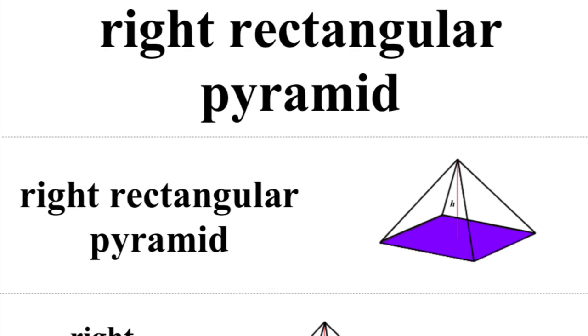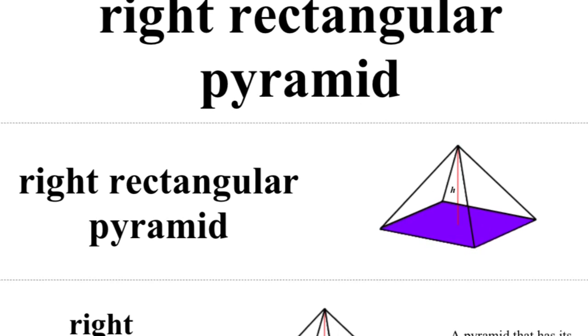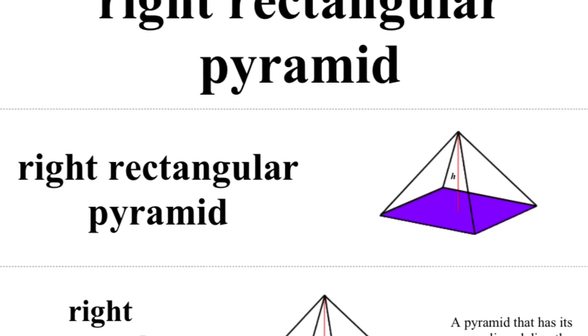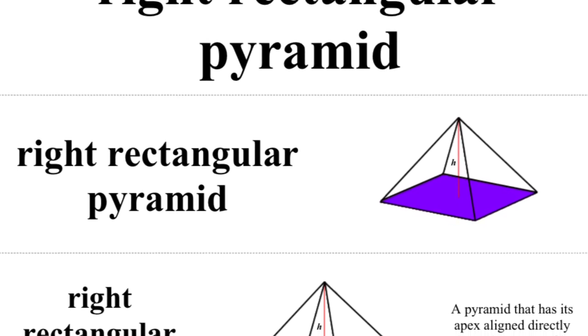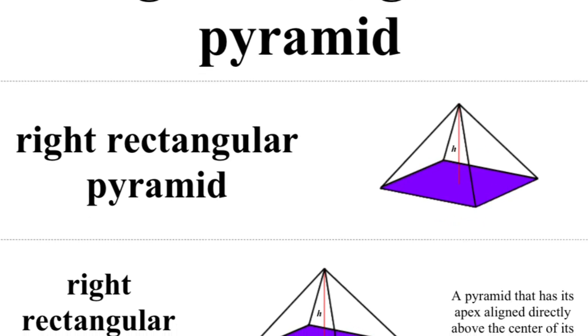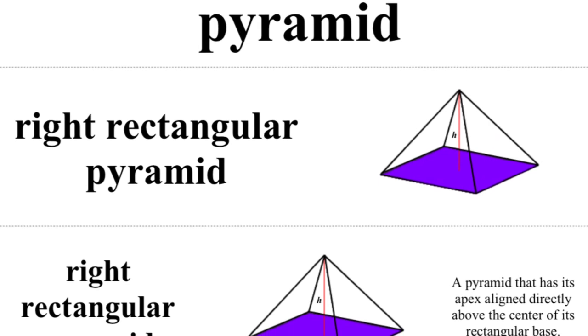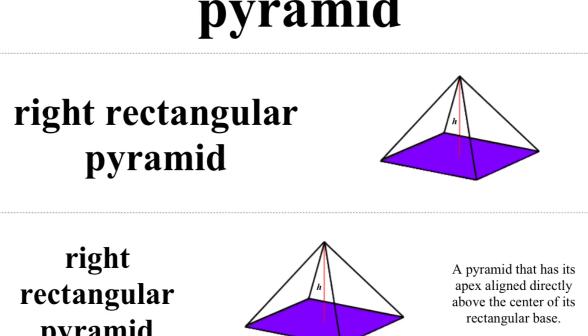A right rectangular pyramid is a pyramid that has a rectangle for a base and it goes straight up to a point. No leaning, it's just the height is exactly in the middle of the rectangle.